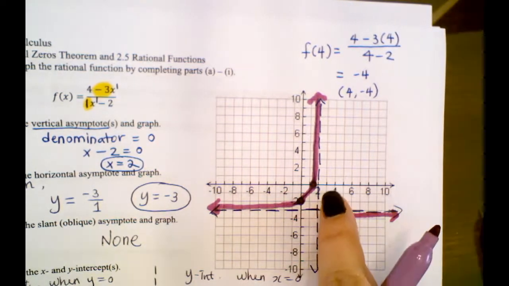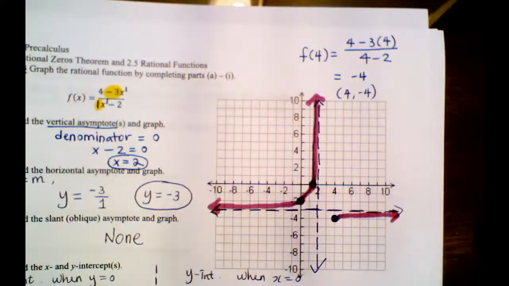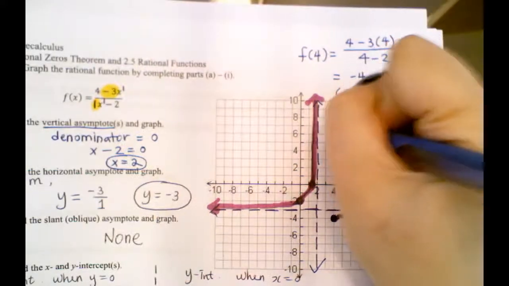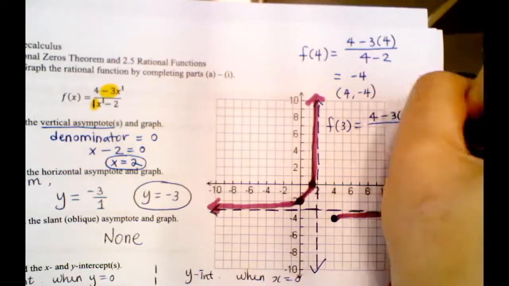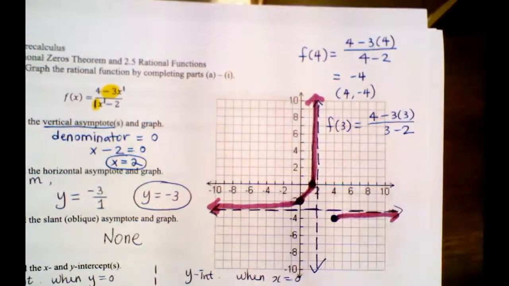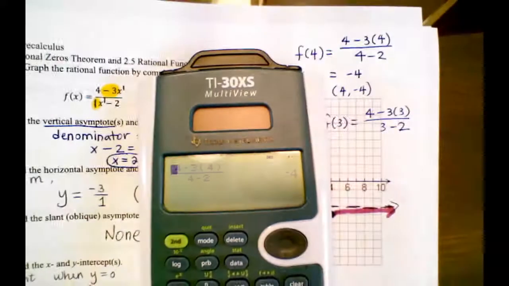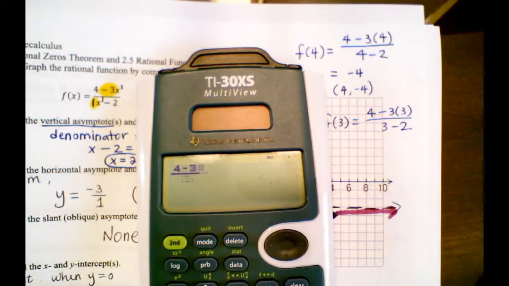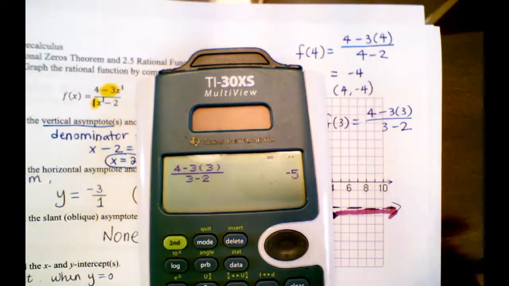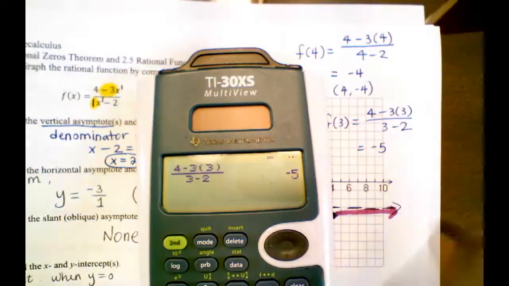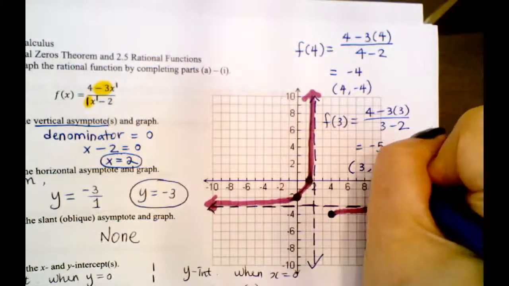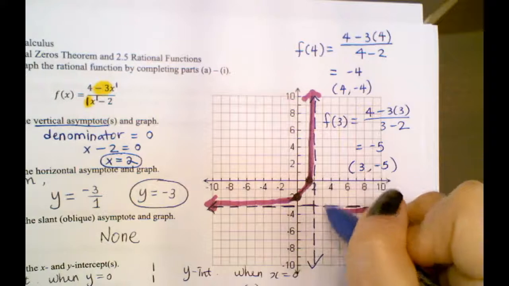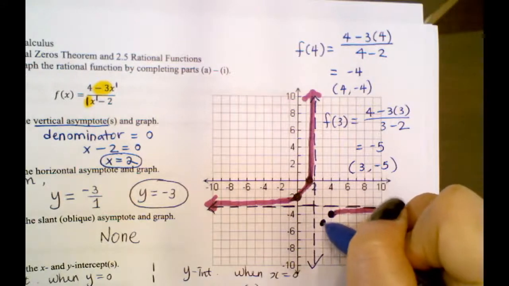Let me actually plug in 3 into this function this time, okay? So what is f of 3? That's going to be (4 minus 3 times 3) over (3 minus 2). Typing that in, I get -5. So I got a very nice point again, yay. The second point that I will plot is (3, -5). So 3 to the right, down 5. Here we go. That's a very nice point.